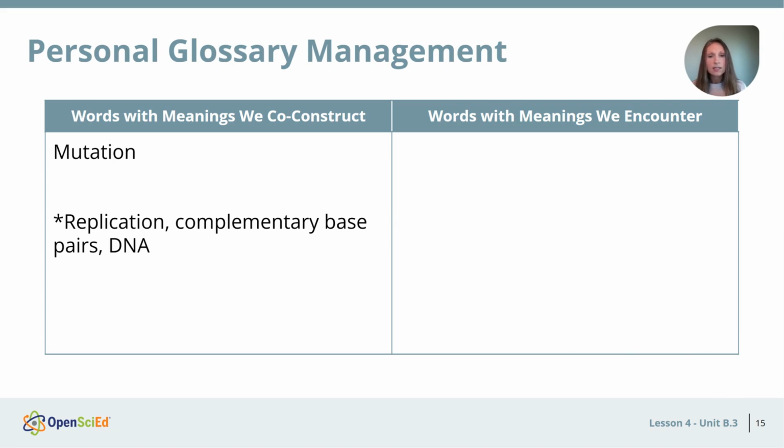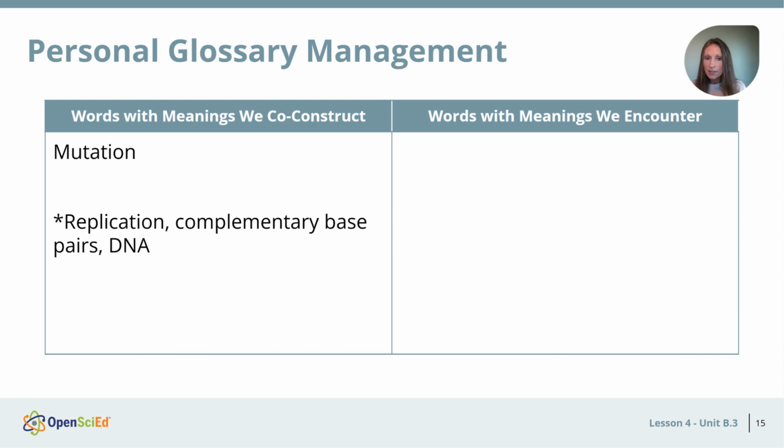When looking at the guidance for developing your personal glossaries in the unit overview materials, there are 4 words shown under words with meanings we co-construct. Of those 4 words, mutation is the only word that students actually encounter in Lesson 4. The rest of the words, as well as the word mutation, are encountered in Lesson 5.